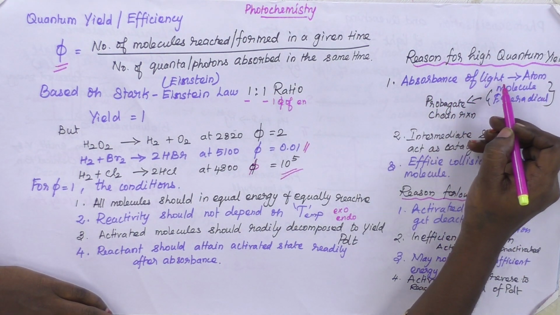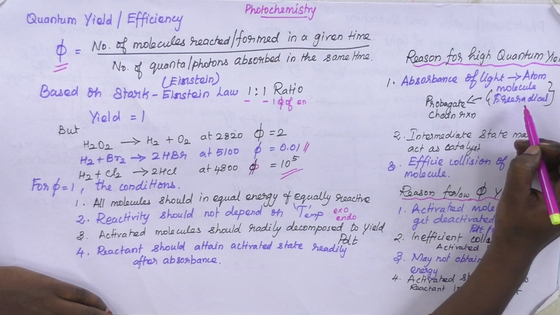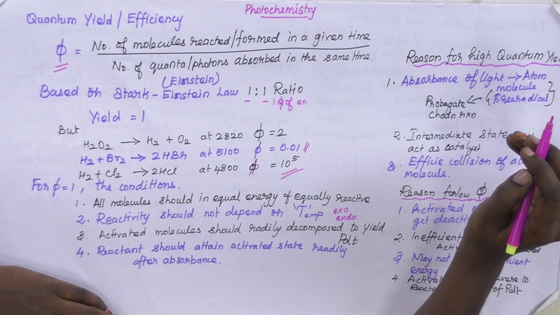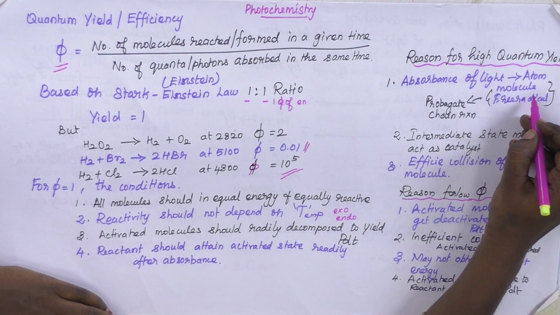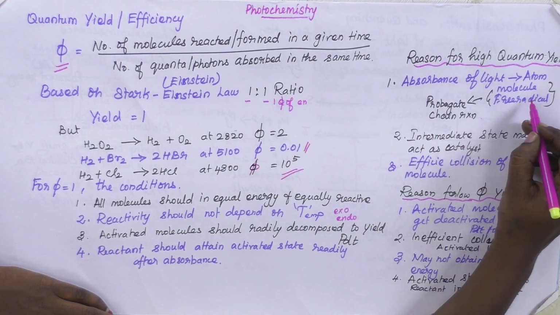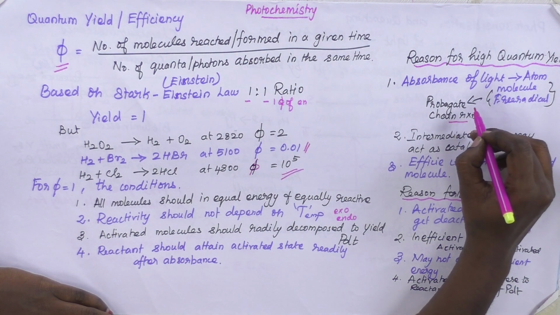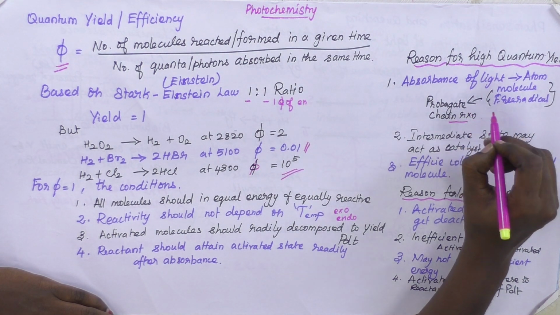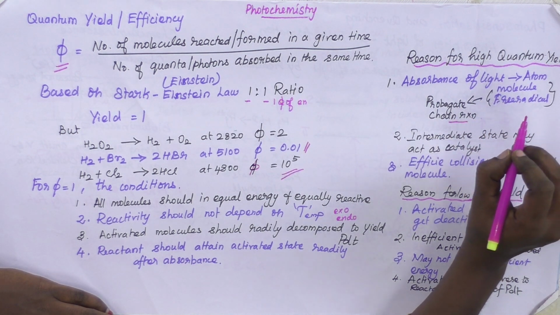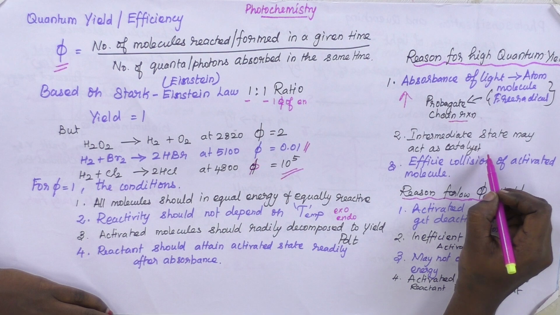The absorption of light will lead to the formation of an activated atom, activated molecule, or free radical. These are all in an activated state, and they have sufficient energy, or this activated molecule can propagate a chain reaction. The activated molecule must have the capacity to produce a chain reaction. If a reaction produces such an activated molecule, the quantum yield of that reaction is very high.